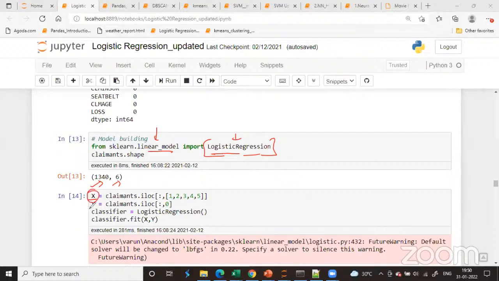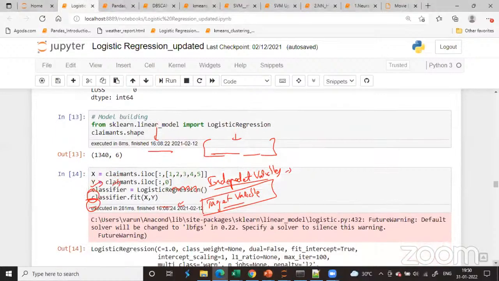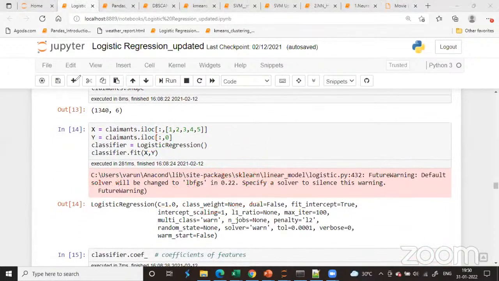Divide your data set into X and y. X is all my independent variables and y is my target variable. So the 0th column is my attorney column, which has my target variable values, and X is going to have my independent variables, all my 5 independent variables. Initialize your logistic regression model, and fit it on your X and y data.